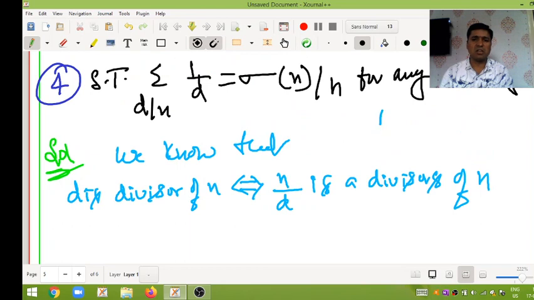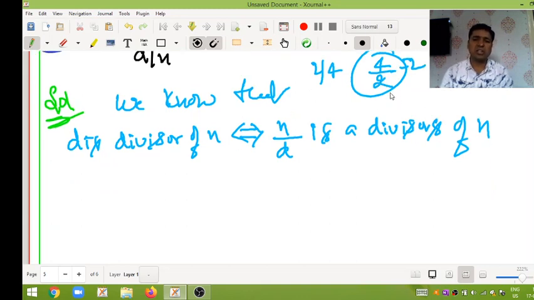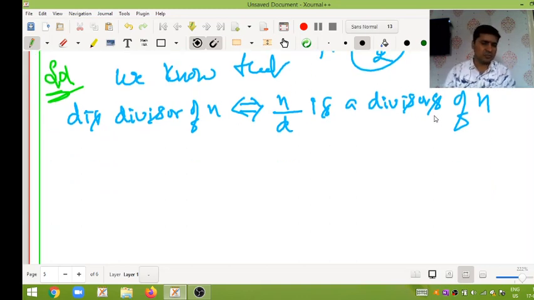See, it works. Why? If 2 is a divisor of 4, then what is the value of 4 by 2? It is 2, which means 4 is divisible by 2. So that's why n by d is a divisor of n. Okay, my dear friends.